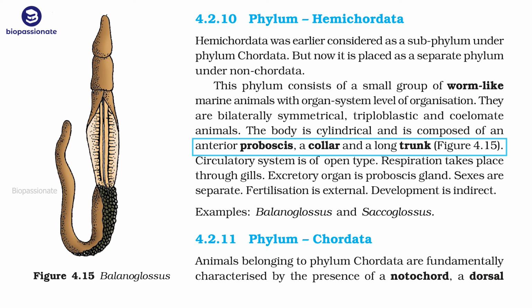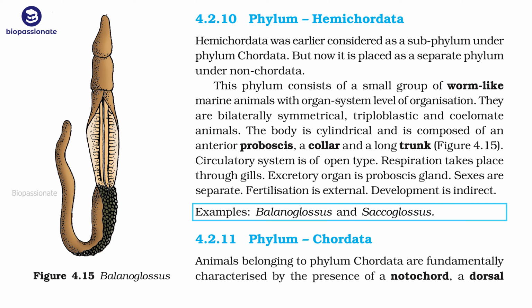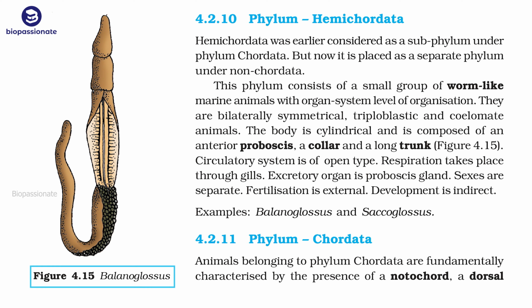Figure 4.15. Circulatory system is of open type. Respiration takes place through gills. Excretory organ is proboscis gland. Sexes are separate. Fertilization is external. Development is indirect. Examples: Balanoglossus and Saccoglossus. Figure 4.15. Balanoglossus.